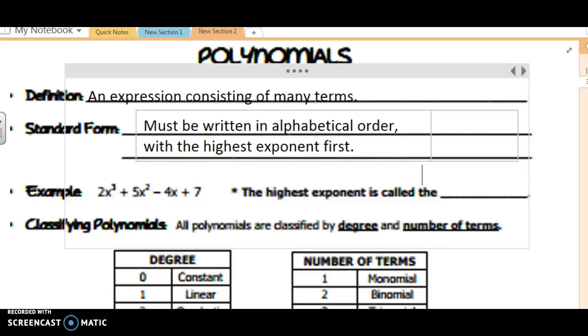So an exponent is often called a degree. And this is important to familiarize yourself with because we're going to be using that term quite a bit. So anytime we're talking about an exponent, x cubed or x squared, we're going to be talking about degree. And in our example problem, 2x cubed plus 5x squared minus 4x plus 7, the highest degree is x cubed.